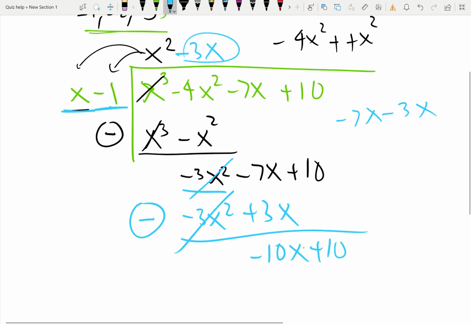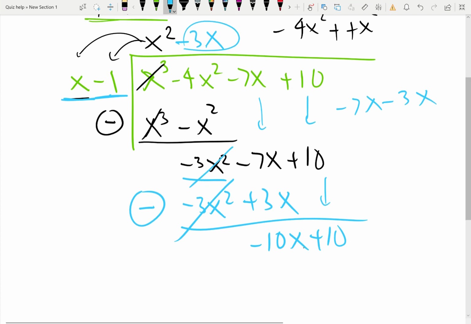This 10 comes for free. Don't forget that, okay? Don't forget to take these terms down. If you forget, you will be in a huge mess. Now, what do you need? How do you create negative 10x out of x?